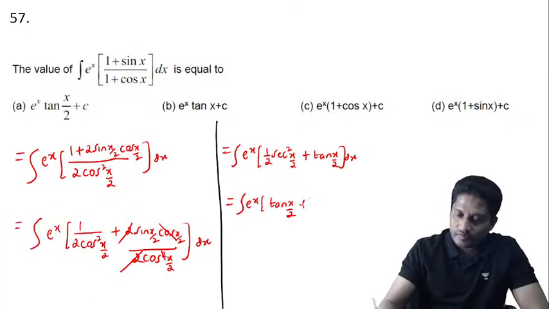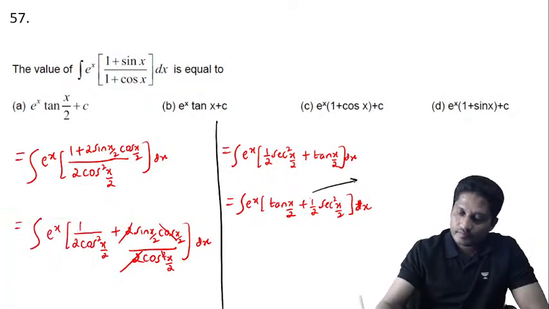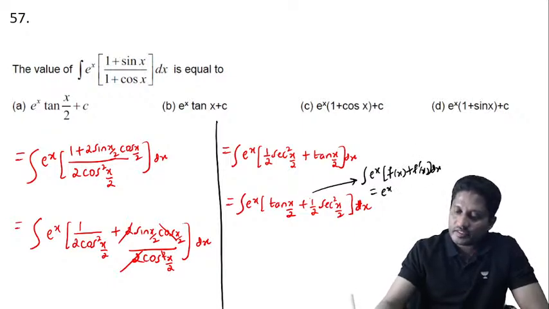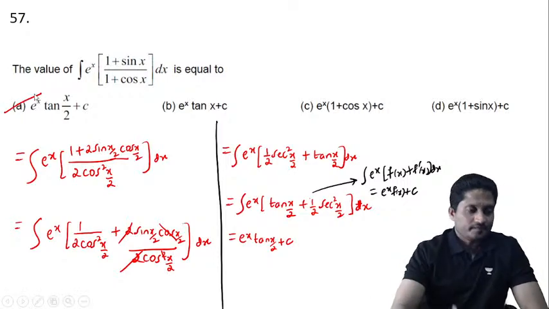Should be equal to half of sec square x by 2, and then you get dx. Now it is the same form, right? So this is of the form e power x into [f of x plus f dash of x]. The formula will be equal to e power x into f of x plus c. So this fellow is e power x into tan x by 2 plus c. Answer is option A.